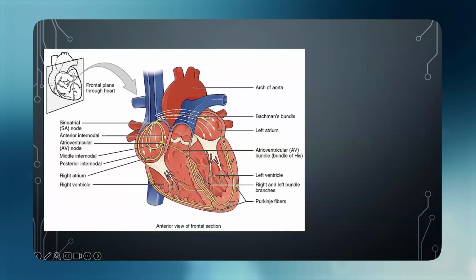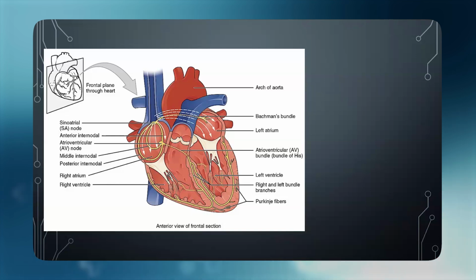The AV node is a long elongated structure which has suprahisian, hisian, and infrahisian parts and goes to the bundle of His. From the bundle of His, we have the bundle branches coming down first. On the left side, there is the left bundle branch, which divides into the left anterior fascicle and left posterior fascicle, and there is the right bundle branch on the right side, which is the smaller and thinner one.